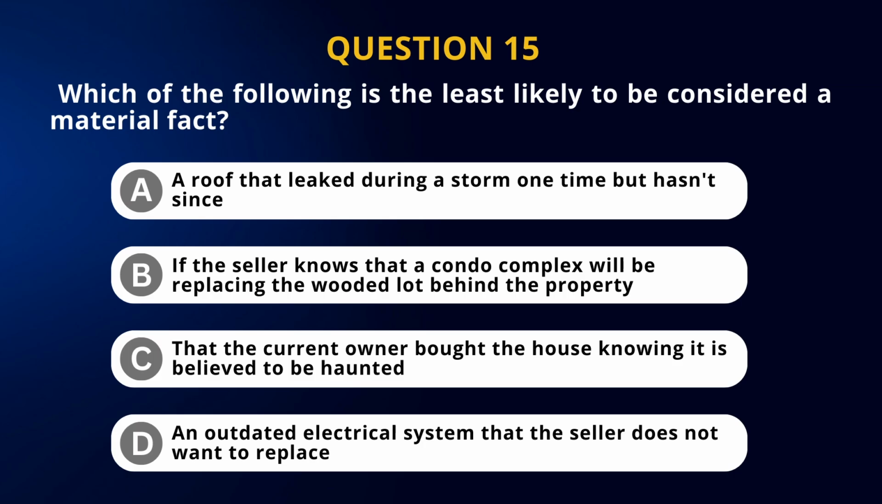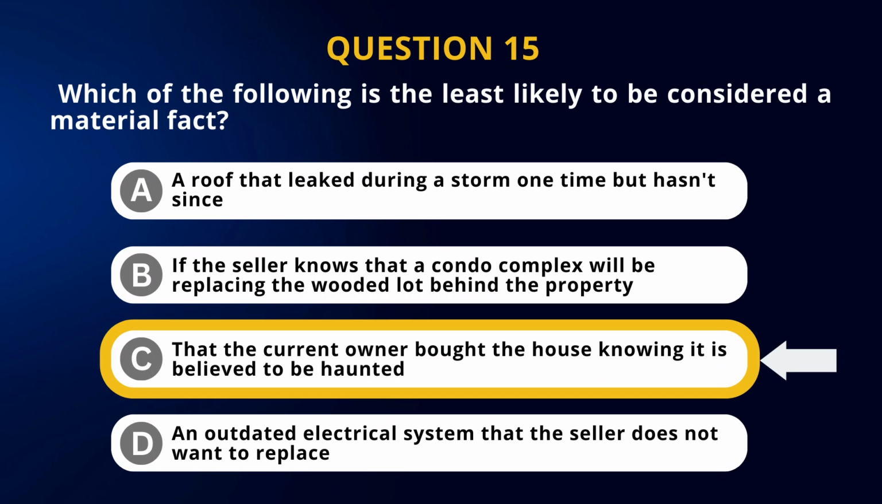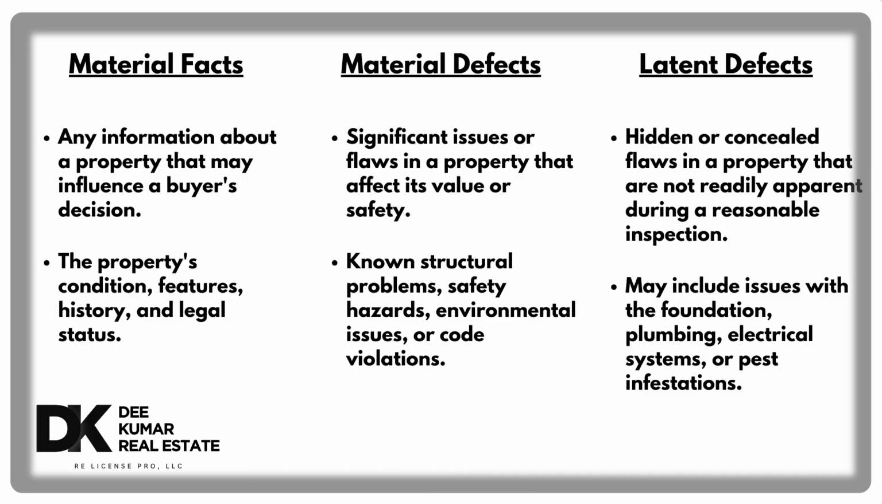And the answer? Letter C, the current owner bought the house knowing that it's believed to be haunted. Everything else, by the way, here, and this is a great question, this is well written in the sense that it really wants you to understand the difference between a material fact and something that's not a material fact of information or a material defect.